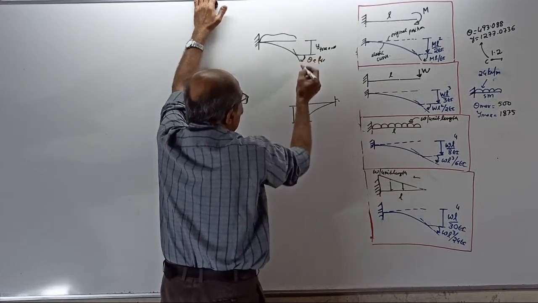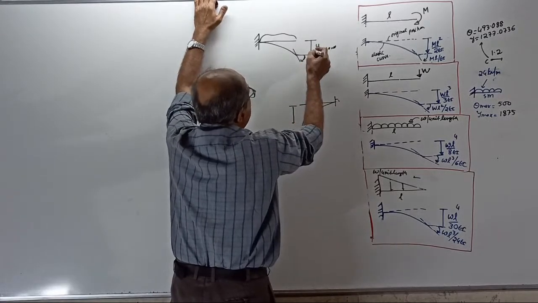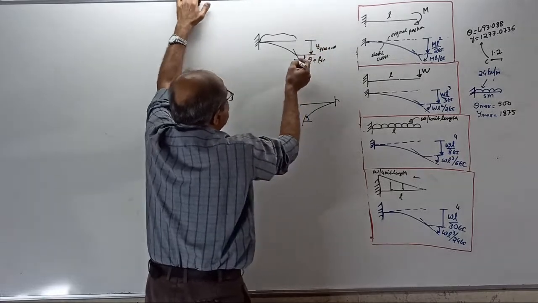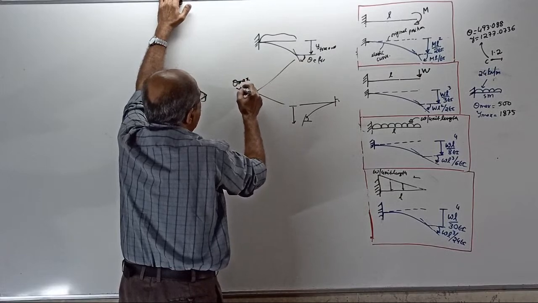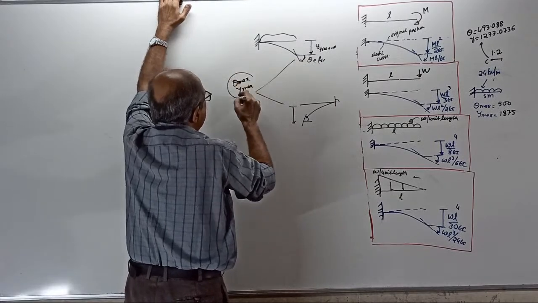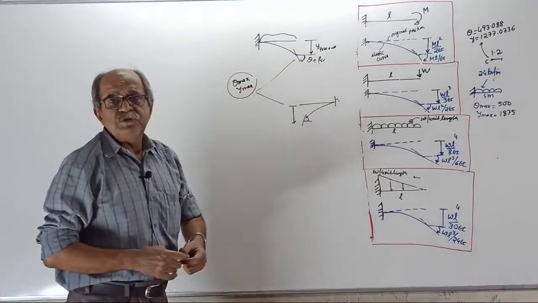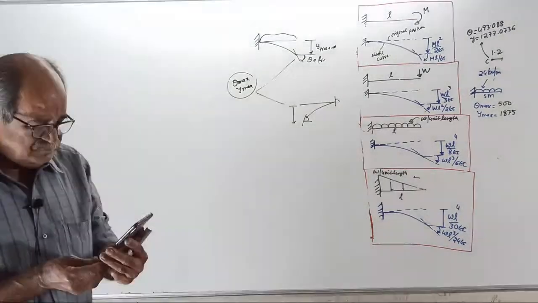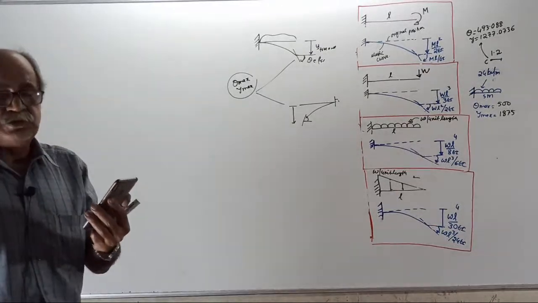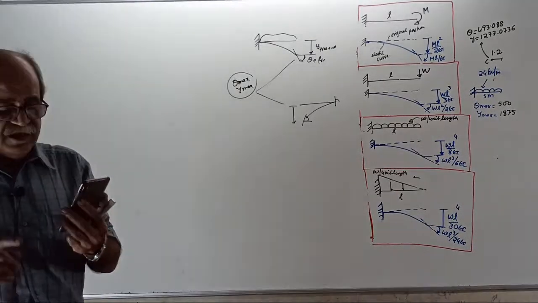Here it is clockwise, here anti-clockwise. Y is down. So this will give you theta max and Y max. Clear? This will give you maximum slope and maximum deflection. Correct? Tell yes or no.